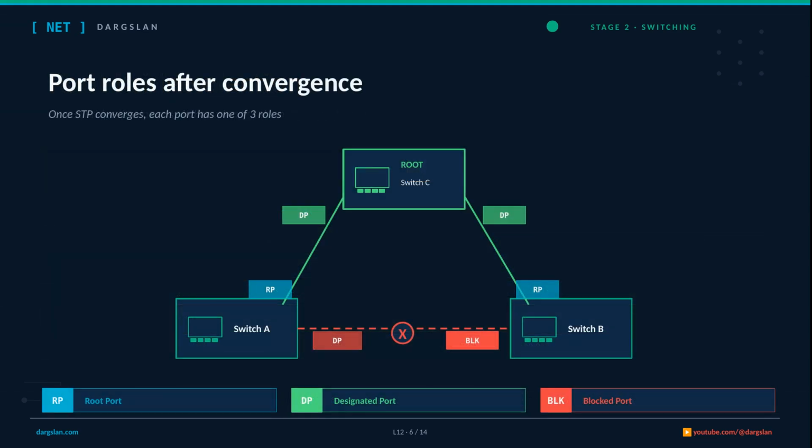Once that root is chosen, every other port in the topology settles into one of 3 roles. On each non-root switch, the single best path back to the root becomes the root port. That's the RP you see on switch A and switch B pointing up at switch C. On every active segment, one side is elected the designated port, the DP responsible for forwarding frames onto that link, and anything left over, the redundant path that would otherwise form a loop, gets put into the blocked state, like the link between A and B here. 1 role per port, and the loop is mathematically broken.